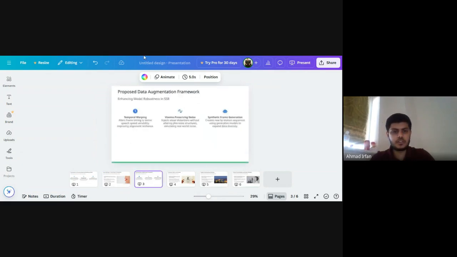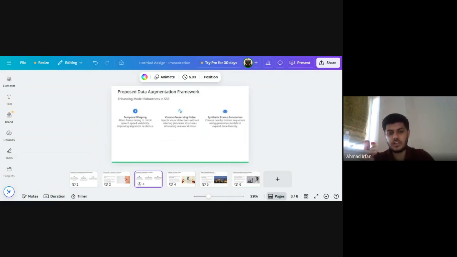Moving further towards the next slide. Here we will discuss the proposed data augmentation. To tackle these challenges, I have developed a custom data augmentation framework that focuses specifically on phoneme-level modeling. Unlike general image augmentation techniques, which might distort important speech cues, this framework is designed to preserve the integrity of phoneme articulation.